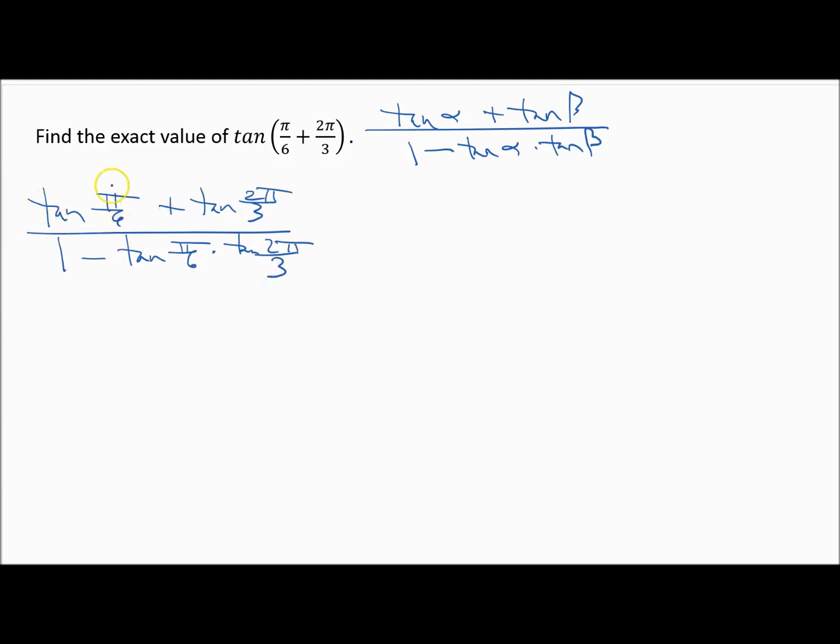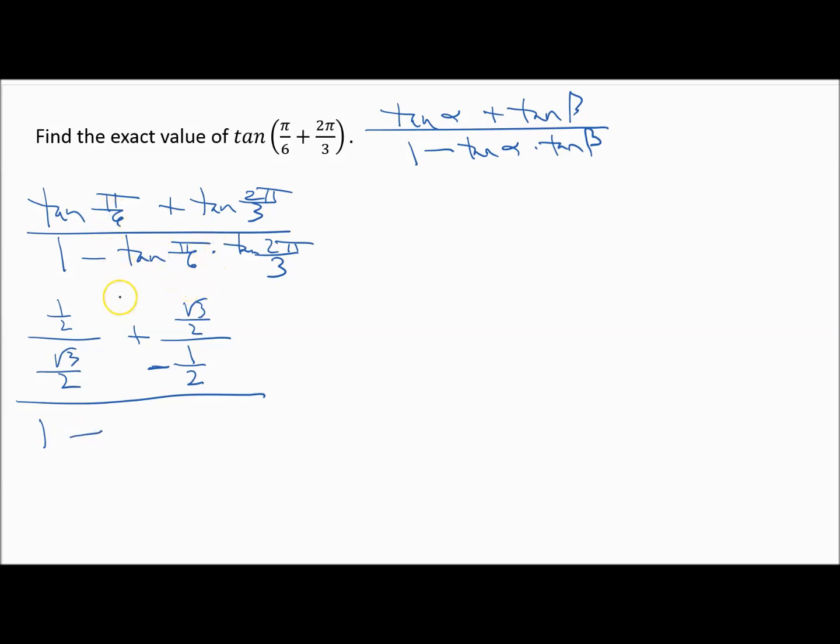Then you consult your unit circle. Y'all know where pi over 6 is. Tangent is the y value, which is 1/2, divided by the x value, which is square root of 3 over 2, plus the tangent of 2 pi over 3. Okay, you know where that is on the unit circle. The y value there is square root of 3 over 2, over the x value is 1/2, but the x value is negative, okay, divided by, this is going to be 1 minus.